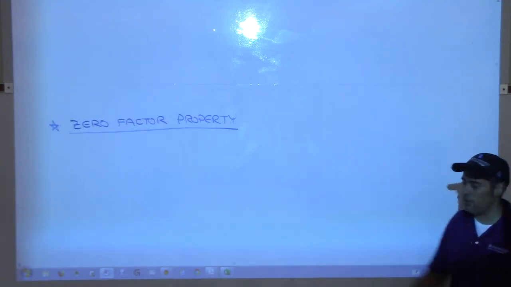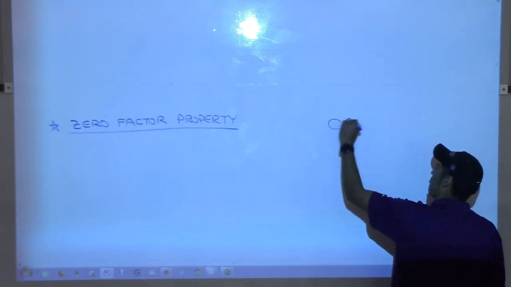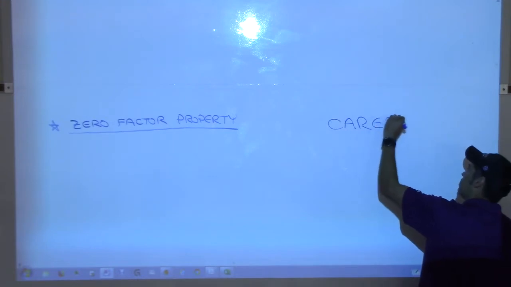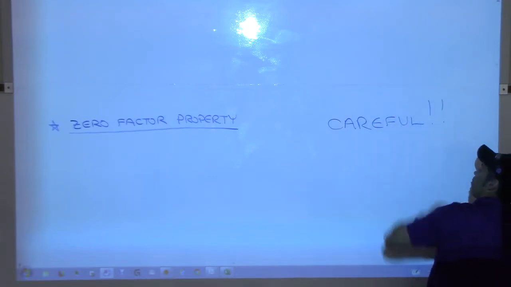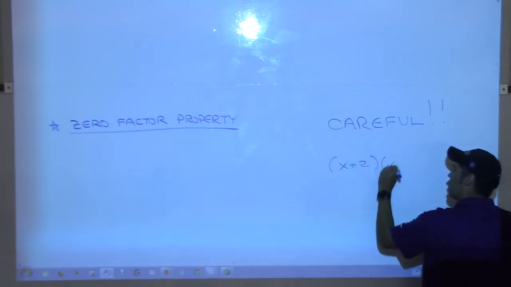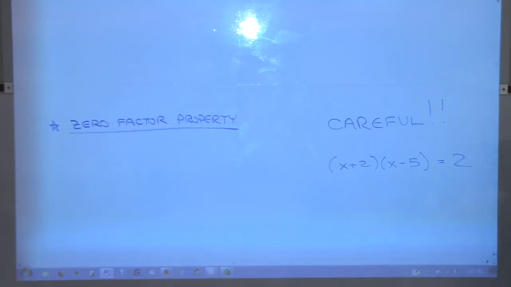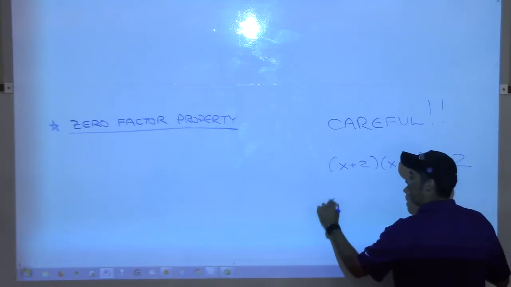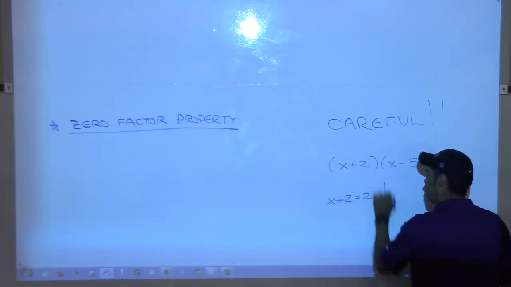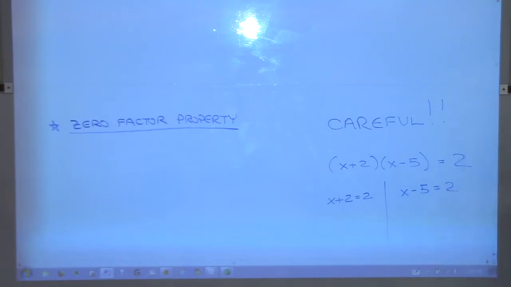Let me show you an example of a big mistake. So careful here. I don't like showing mistakes, but I see it done by students so much that I need to point it out. What if I say x plus 2 times x minus 5 equals 2? Can I, at this point, put x plus 2 must equal 2 or x minus 5 must equal 2? I think you can do the first one, not the second one.